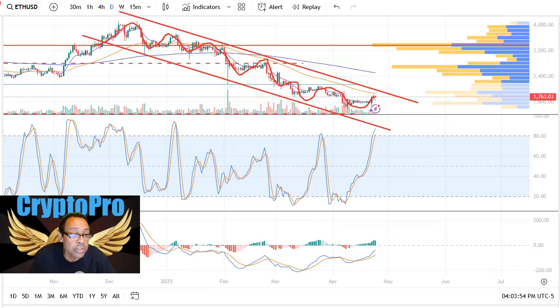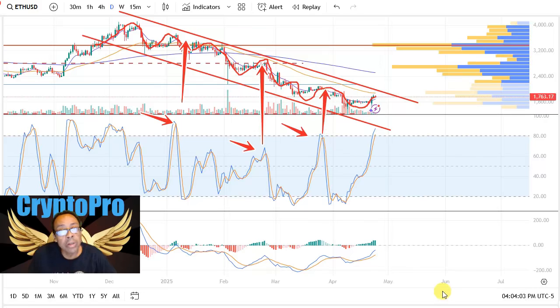And with every stochastic peak that I talked about, you had lower highs up here, staying within the channel. What are we looking for? We're looking for a breakout outside of the channel. So what we need to see price do is to break out of this thing.